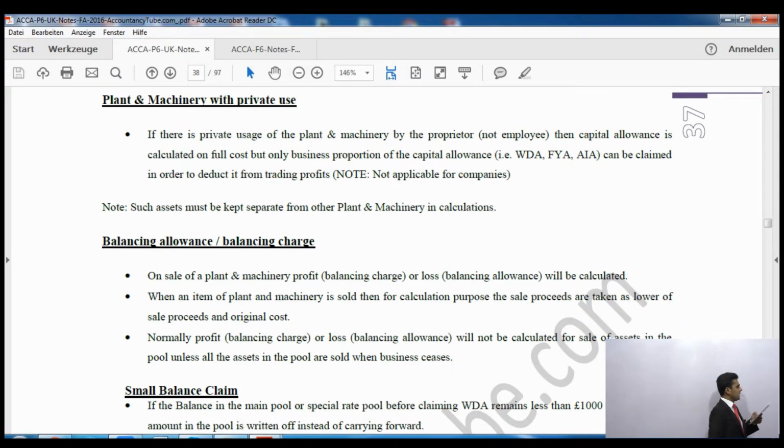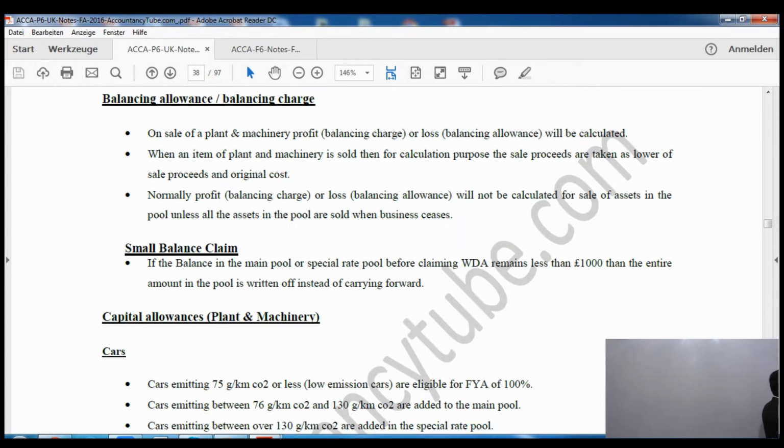After that it says balancing allowance and balancing charge. When you sell an asset, if you sell at a higher price than the written down value, then there will be a balancing charge. If you sell lower than the written down value, if you incur a loss, then it will be a balancing allowance. On the sale of plant and machinery, when it is a profit, it will be a balancing charge, which you'll have to pay tax on. If it is a loss, then a balancing allowance will be calculated.